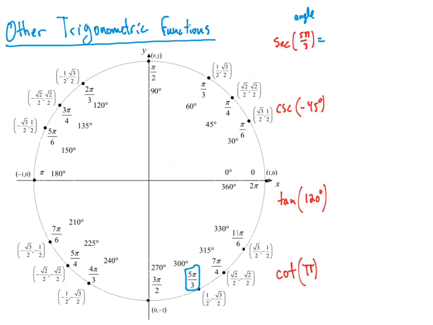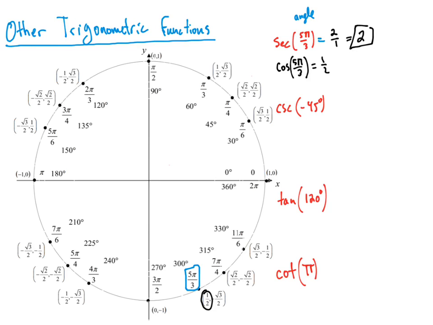So cosine, a couple ways you can go about this. Cosine of 5 pi over 3, we could figure out what that is, and that is 1/2. So the reciprocal of that is going to be 2 over 1, or just 2. So that would be the answer there. I think I said there's a couple ways we can do that.